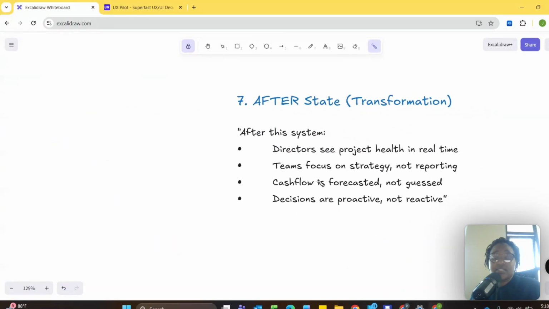So essentially for a case study, after this system, the executives or directors will be able to see the project health in real time. Also, the team will be able to focus on strategy, not just reporting. The cash flow is forecasted and not guessed, and decisions will be proactive and not reactive. So it's important to group together and see what's the transformation that the client will eventually have.